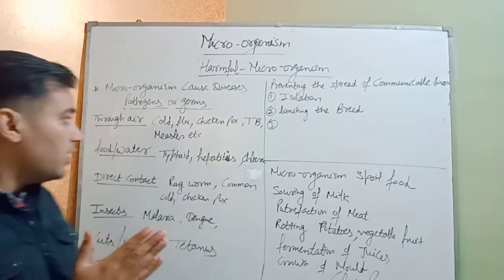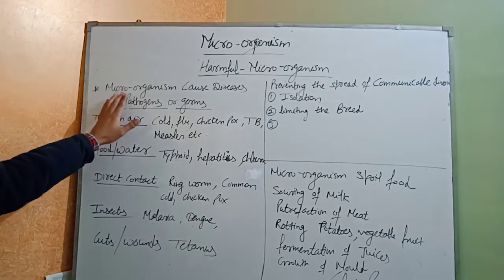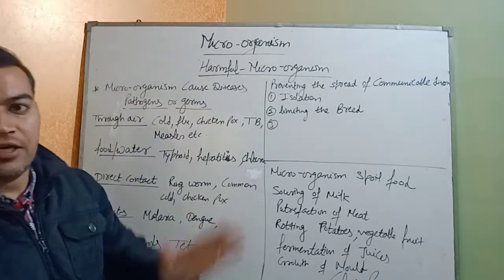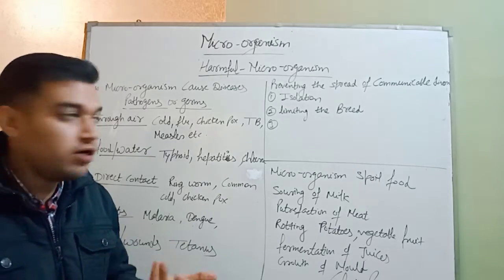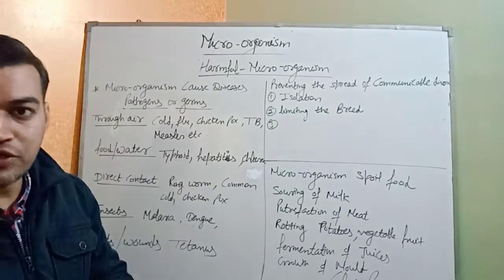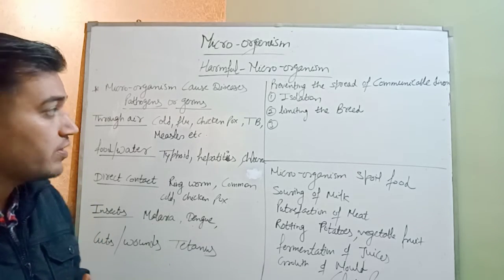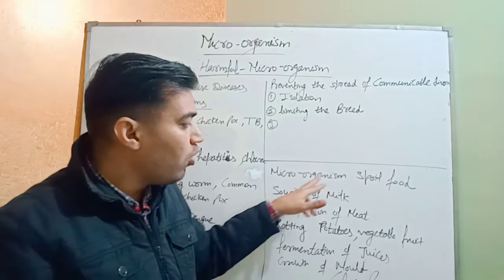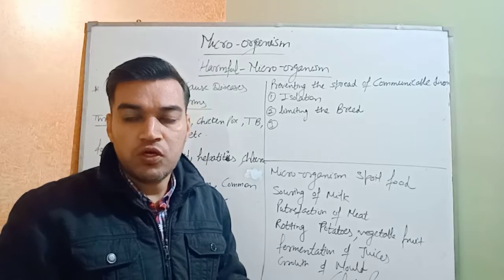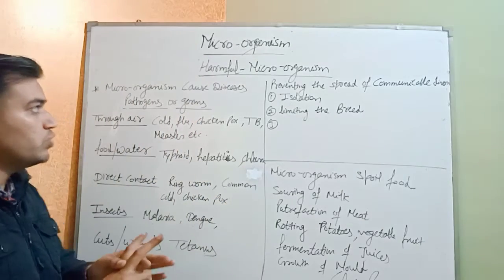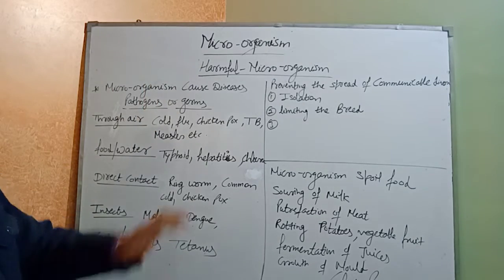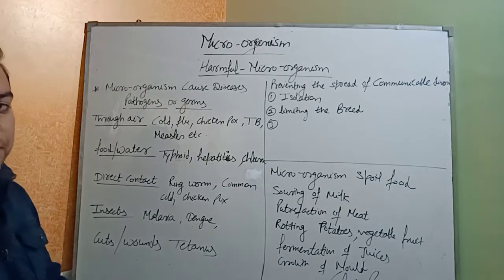Number 1, microorganisms cause diseases in human bodies. That's why we call them harmful microorganisms, because they cause disease in our body. Number 2, microorganisms spoil food. So these are two important drawbacks due to harmful microorganisms, pathogens or germs.